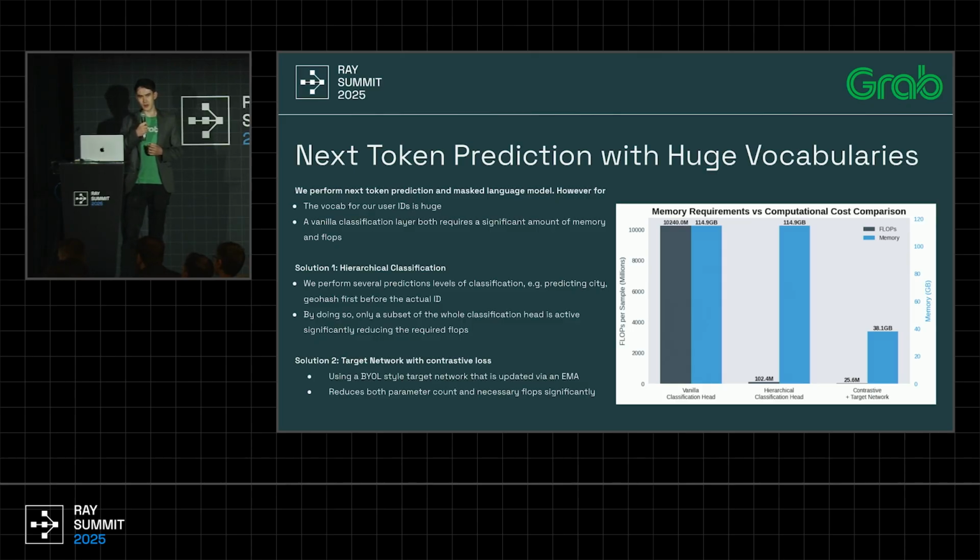Then the second iteration is that we use a BYOL style target network that we update via exponential moving average. This allows us to significantly reduce both the size of the target network and the flops. And again, we can offload everything to the CPU to free even more GPU memory.